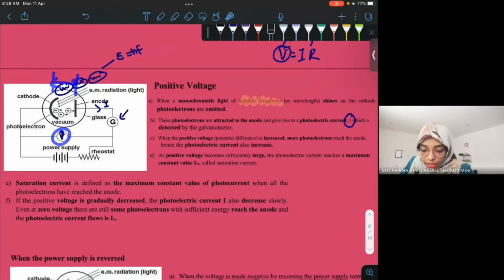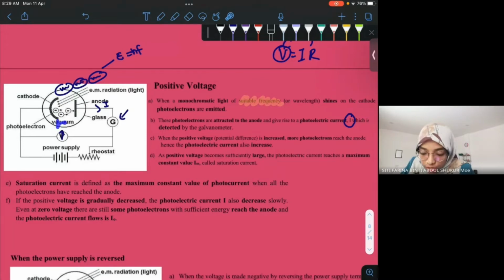Basically, bila kamu adjust rheostat dekat sini, you're going to adjust the amount of the potential that you're going to have across the circuit. So apa saja voltage yang voltmeter ini akan baca adalah the difference between these two, cathode and anode. Okay, so when you adjust your rheostat, you're going to lead to the voltage to be affected. Okay, such that katakan sekarang kita increase the rheostat, voltage kita pun akan increase dekat sini. You're going to have increase in the voltage. Okay, so the potential difference between these two plates is going to increase.